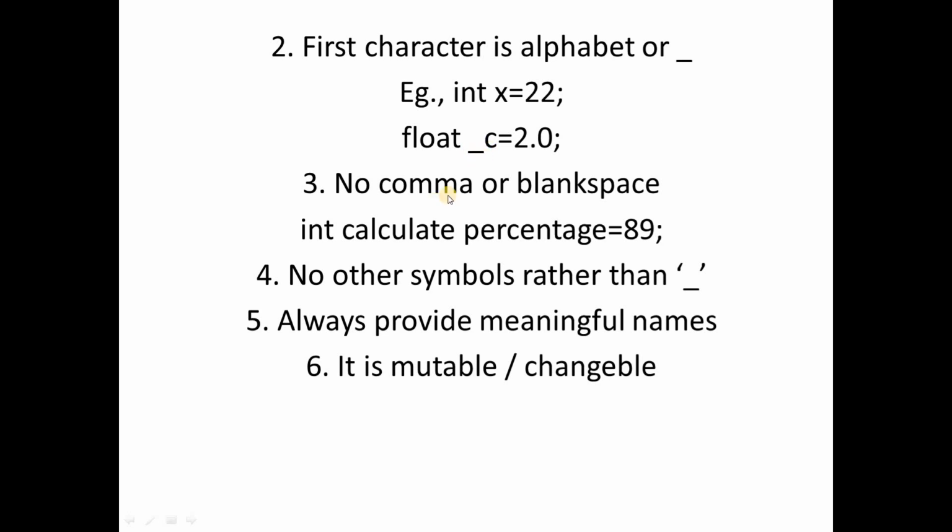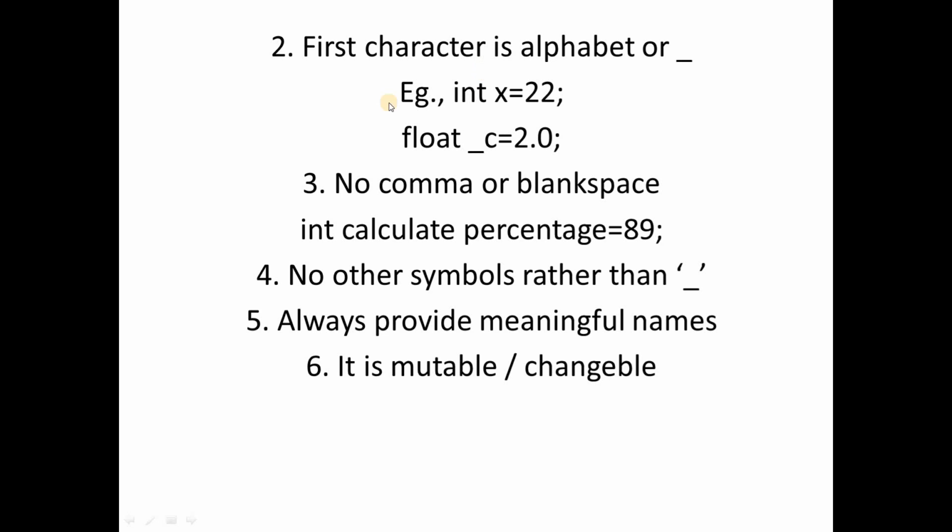or start with an underscore symbol. So you can see here, I provide a variable name which starts with an underscore symbol, and then c is here, and this variable holds the decimal value 2.0. And all these variables are user defined, so the user can provide any type of name for the variable, but there are some rules you have to follow.